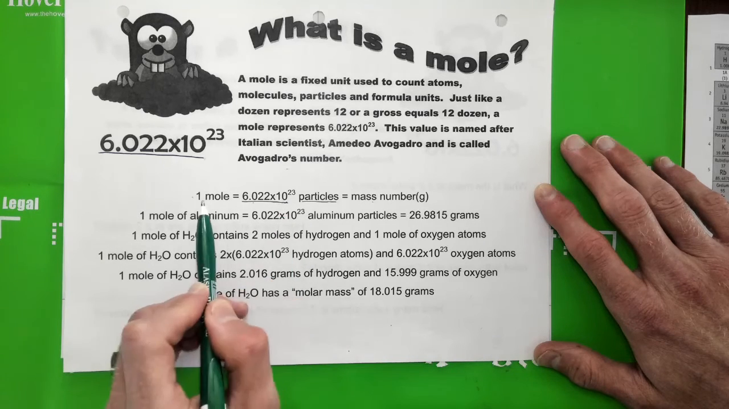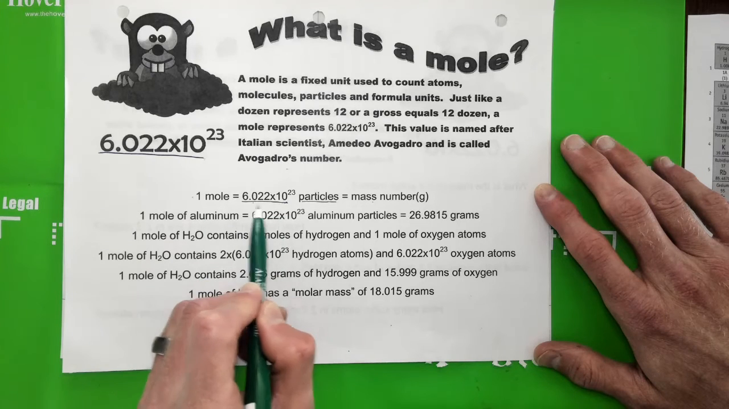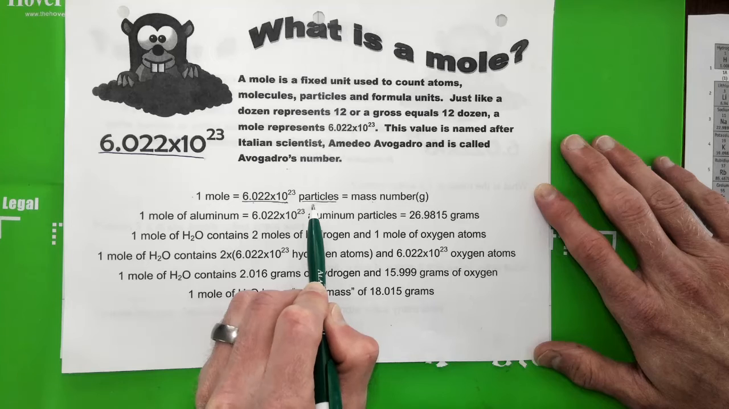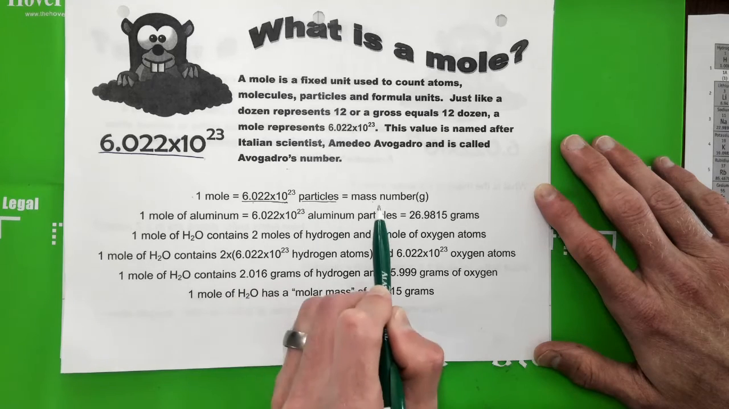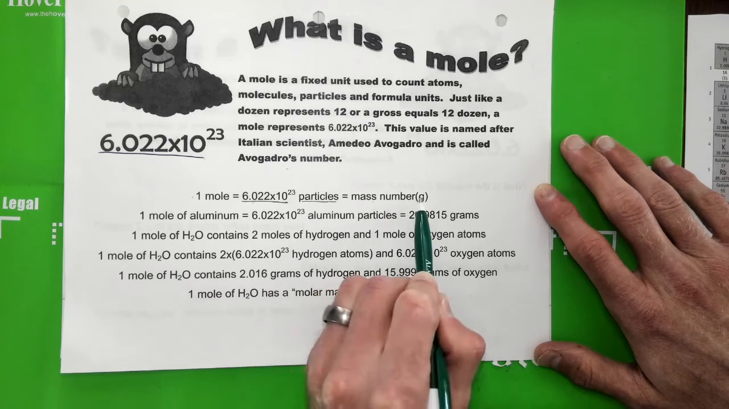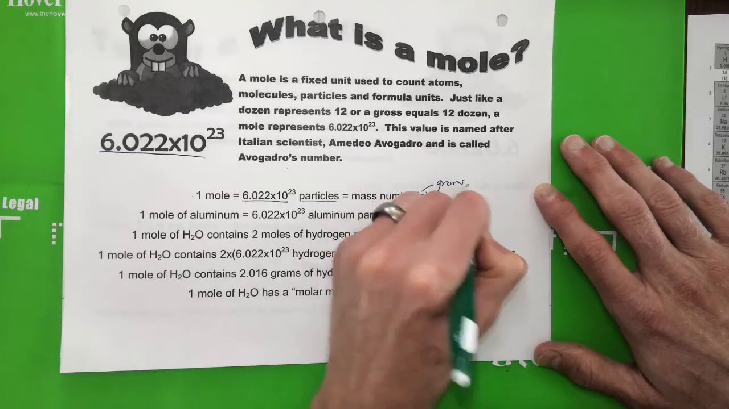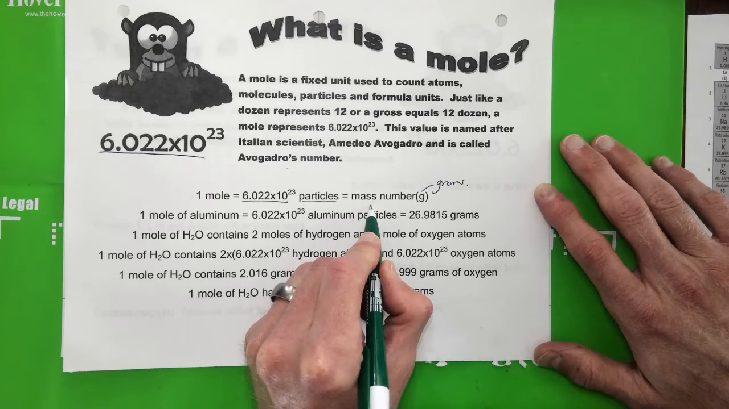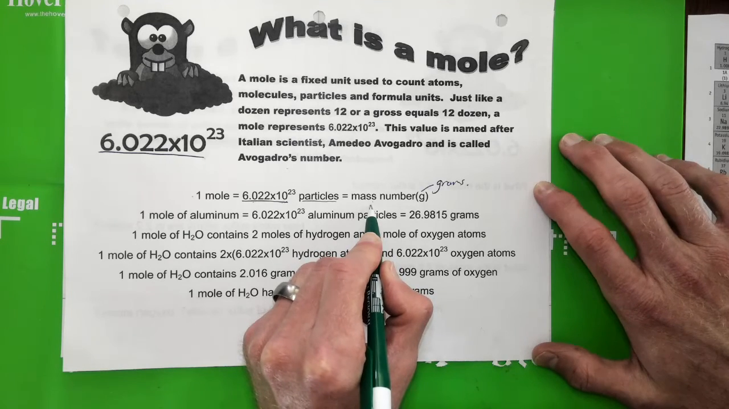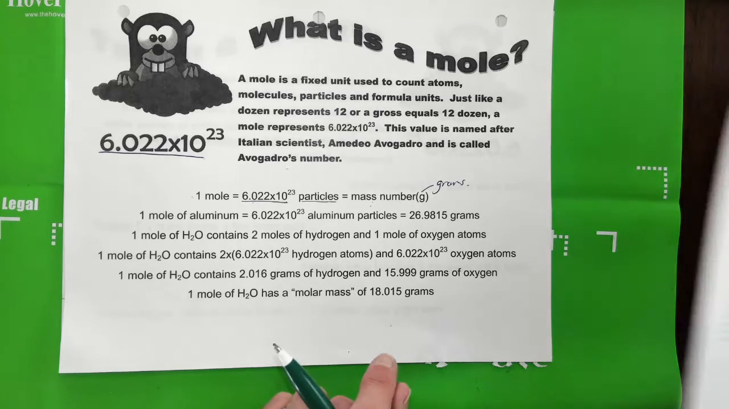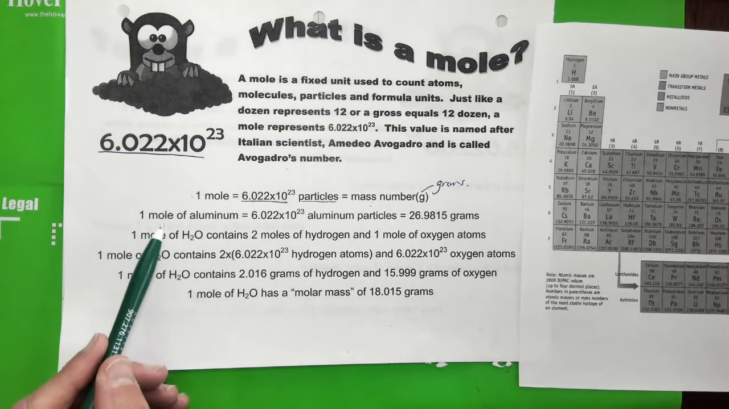So 1 mole of any substance is Avogadro's number of particles or molecules or atoms, and how heavy it is in grams is equal to its mass number. Now, where does the mass number come from? The periodic table.